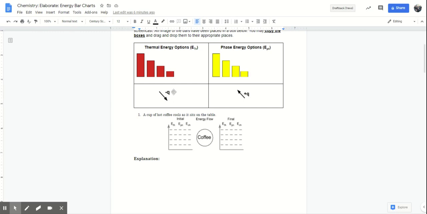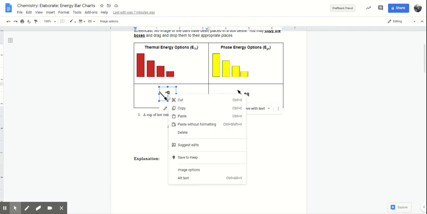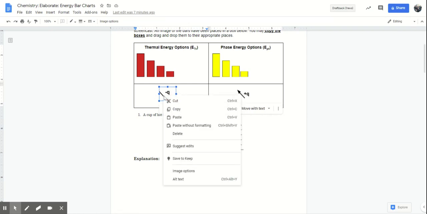So here, negative Q is heat leaving. That's what negative Q is. So negative Q is an exothermic process and positive Q is an endothermic process. And another thing that I've done with all of these images is I've made sure that these images are going to be able to have the wraparound text.